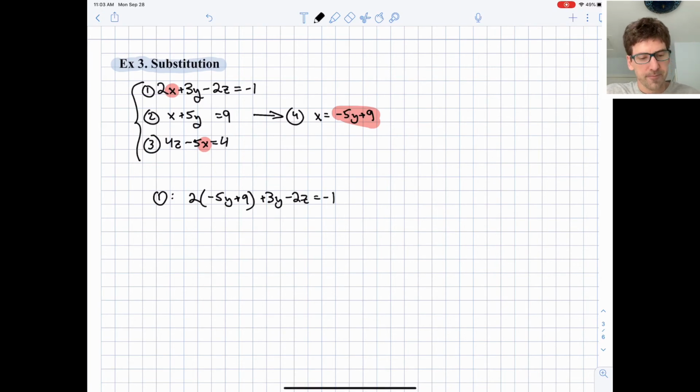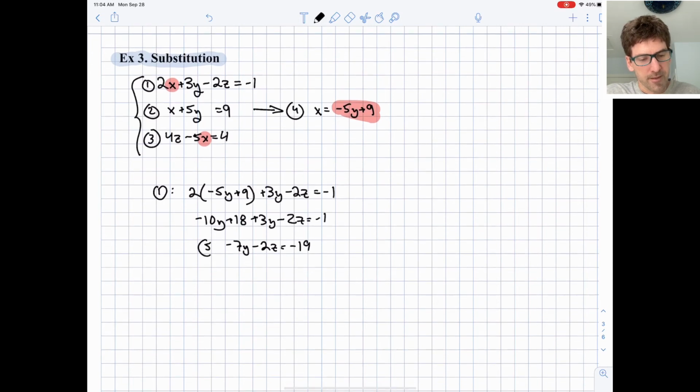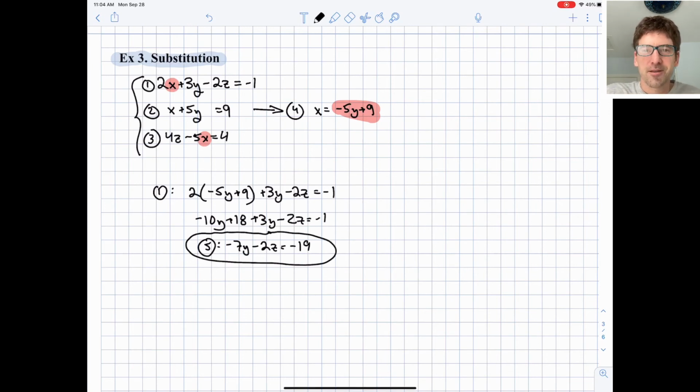Let's do some simplifying. Negative 10y plus 18 plus 3y minus 2z is negative 1. Combine the y's together and subtract 18 from both sides. We have negative 7y minus 2z equals negative 19. Let's circle that, and let's call that equation 5. There's no hard and fast rule about how to label your equations, but the more you label, the easier it's going to be. So equation 5 is an equation with just a y and a z in it.